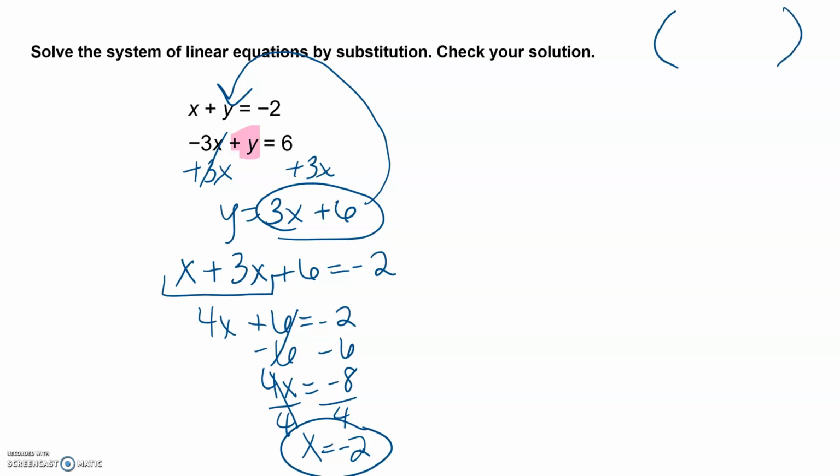Again, remember, I'm going to keep my answers in the top right corner, just so I remember I'm not done yet. So I have negative 2 for my x. Now up here, I solved for y, so I could plug my x in there, or just to be safe, I'm going to plug it into my original, and I'm going to use that top equation. So I have negative 2 plus y equals negative 2. Add my 2 over, and it looks like y equals 0.